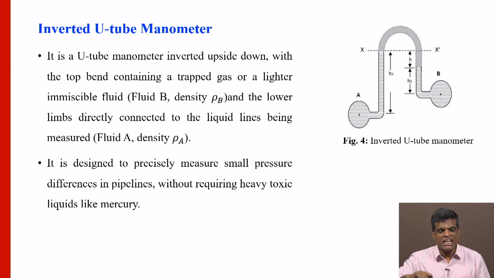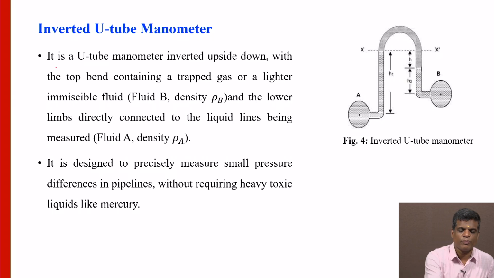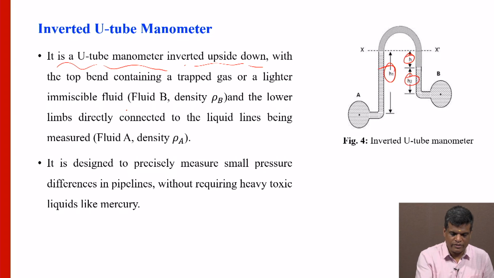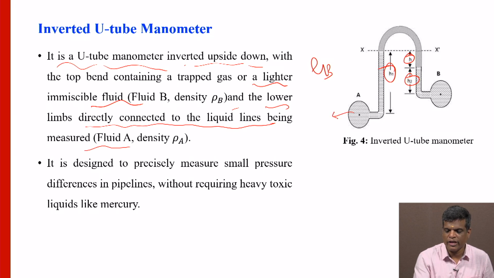Then the next one is the inverted U tube manometer. What is an inverted U tube manometer? You just reverse it, so it is upside down. Again there are different heights, H1 and H2. There is a lighter immiscible fluid of density rho B, but the lower limbs, with density rho A, are directly connected to the liquid line being measured.